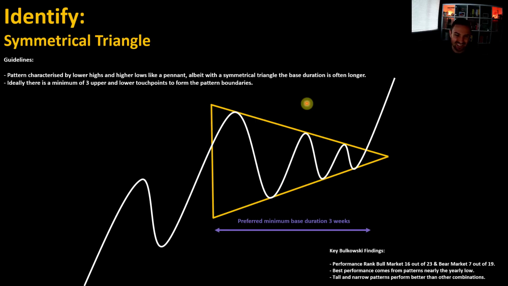Symmetrical triangle. Now these are relatively rare to see, a perfect symmetrical triangle. I'd say this is probably the rarest pattern that I'm going to show you for it to be this perfect. Chart pattern characterized by lower highs and higher lows, like a pennant, albeit with a symmetrical triangle, the base duration is often longer. Ideally, there is a minimum of 3 upper and 3 lower touch points to form the pattern boundaries. Corsellis found it was ranked 16 out of 23 in bull markets and 7 out of 19 in bear markets.